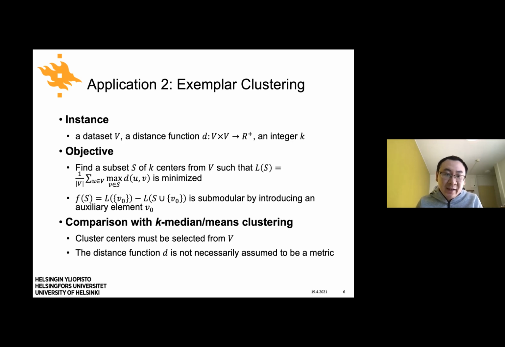It is proven that here the objective function f(S) is submodular if we introduce an auxiliary element with 0. Here, compared with the classic k-means clustering, we have two additional restrictions. The first is that cluster centers must be selected from the ground set V, and the distance function D is not necessarily assumed to be a metric. The only requirement for the distance function is that it is non-negative.